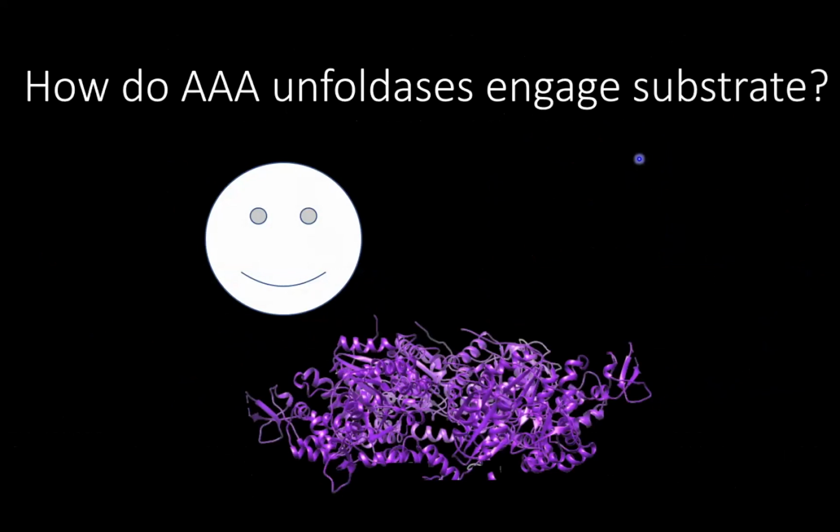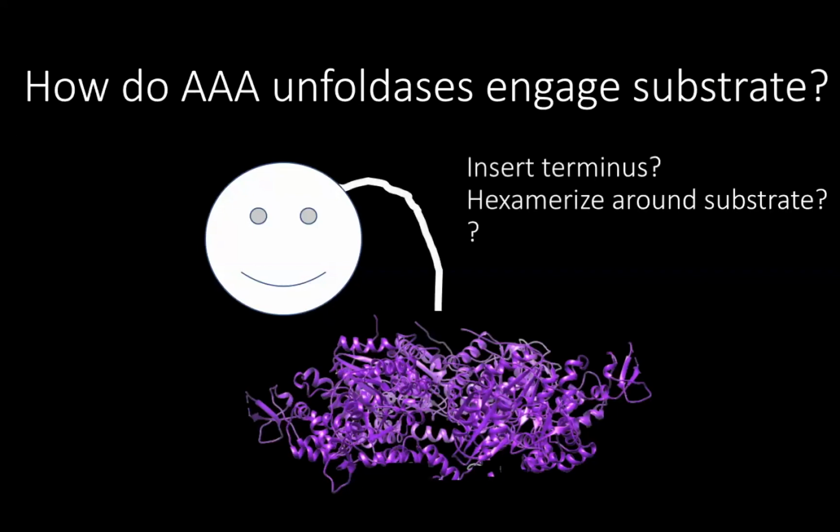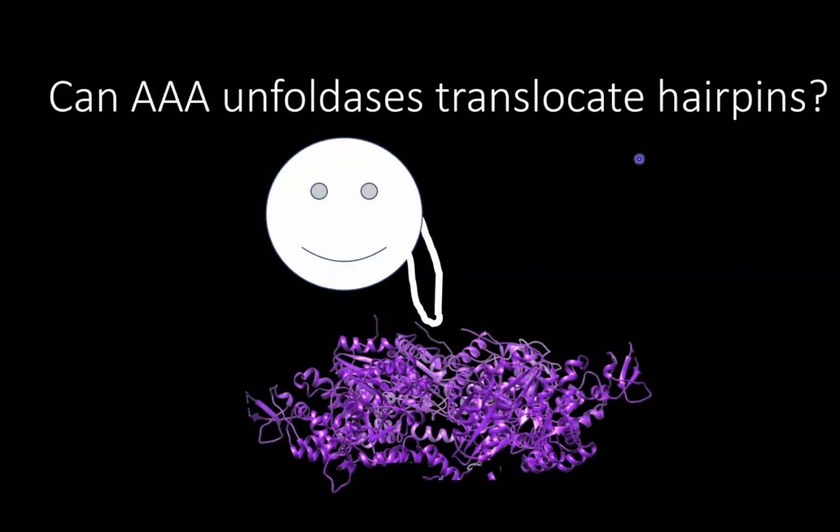Okay, I want to shift gears a little bit now. I'm going to introduce you to a protein. You can see it's a very happy protein, and the reason it's a happy protein is because it's thinking about an interesting question. The question is, how do AAA unfoldases engage their substrate? One obvious possibility is that you have a terminus that can just stick into the hole. That's quite possible. An idea that I introduced earlier is that maybe AAA ATPases can hexamerize around the substrate. I think that may happen in some cases, but there may be more to it than that.